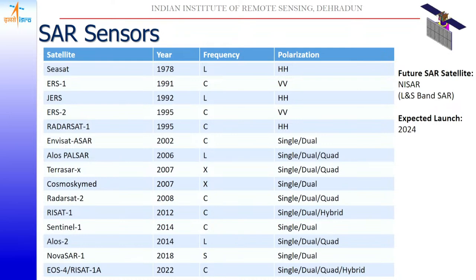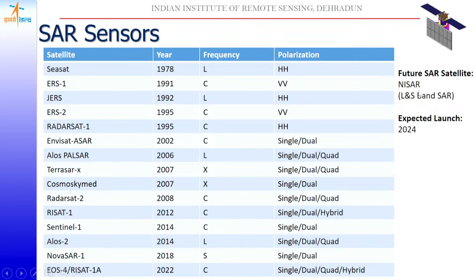These different SAR sensors range from L band to C band. Among the Indian sensors we are talking about, we have RISAT-1, which is a C band. It is not operational now, but we have the follow-on of RISAT-1, which is called RISAT-1A or EOS-4. EOS means Earth Observation Satellite, and it is also a C band. We have the S band also, which is called the NOAA SAR, and the L band satellite like ALOS-2, which is L band.